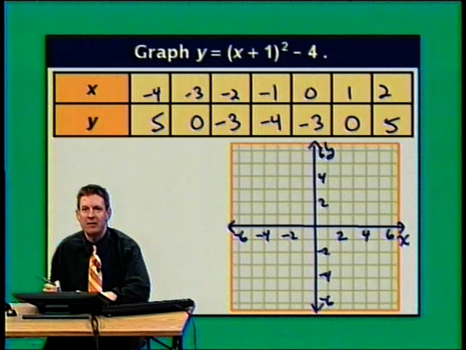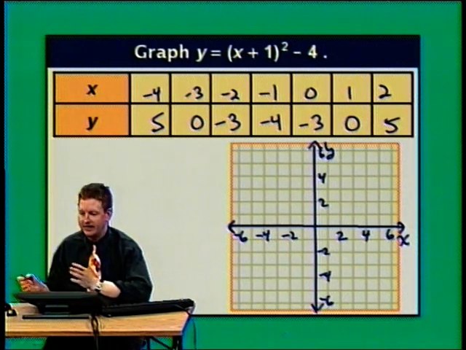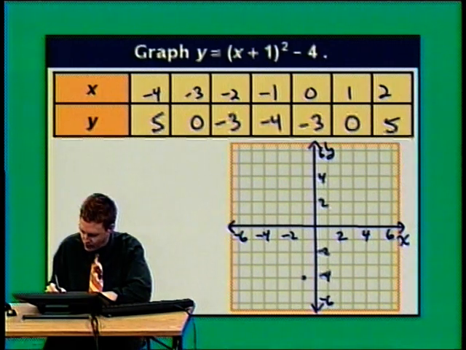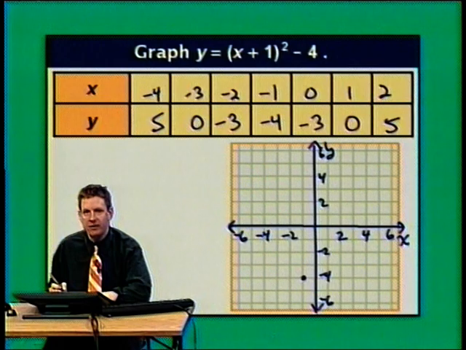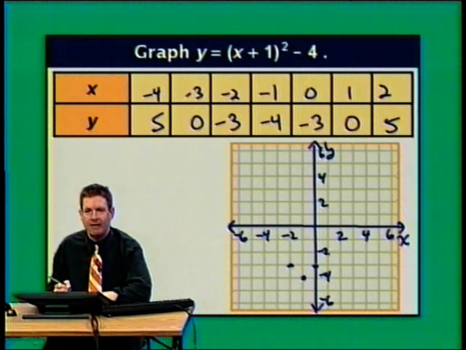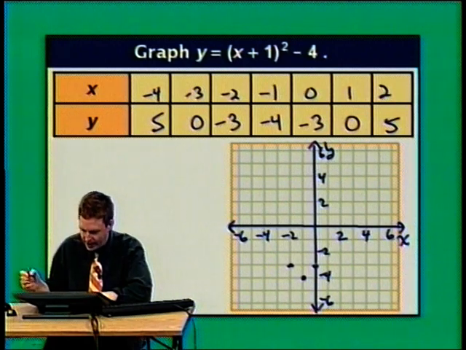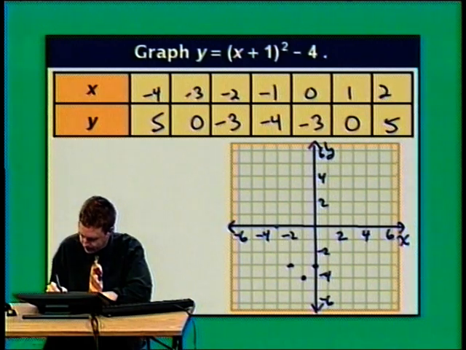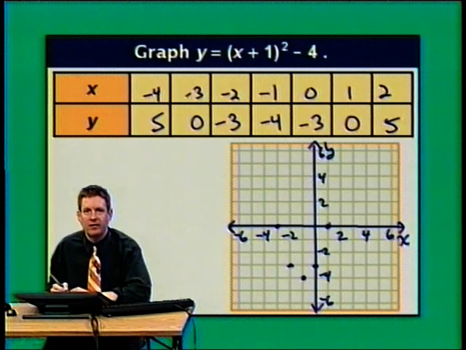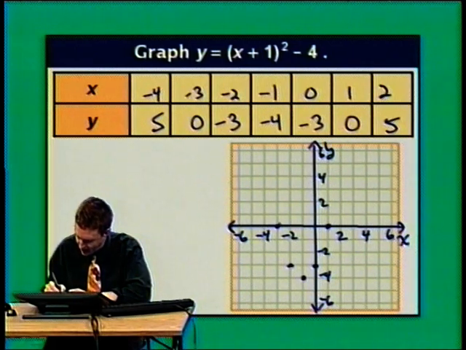Now I can set about to plotting my points. Again, I find it quickest to plot from the vertex out. So our vertex is the point -1, -4. 1 unit to the left and right of the vertex, y is -3. 2 units to the left and the right of the vertex, y is 0. And 3 units to the left and right of the vertex, y is 5.